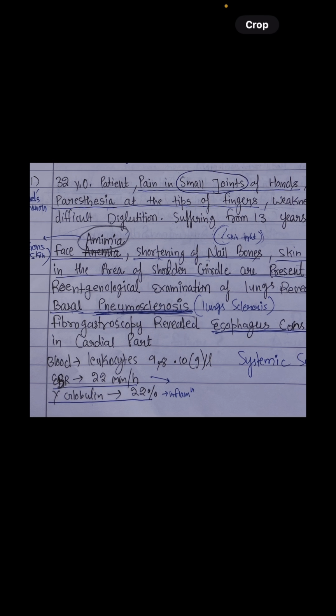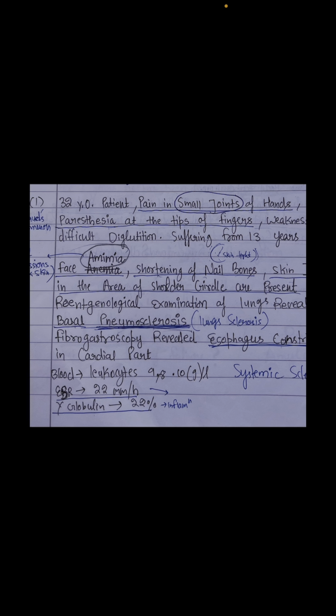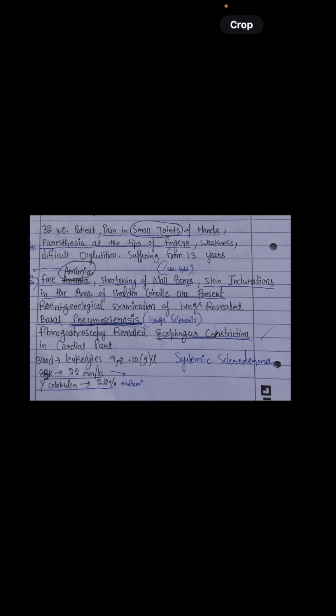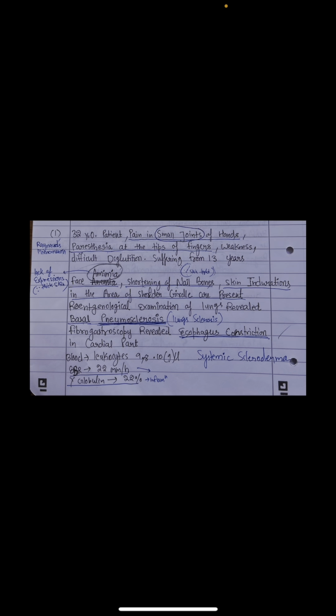Basal pneumosclerosis: the patient has a lung problem as well, because the collagen of the respiratory system has thickened. And esophageal constriction, as I have told you that there is a thickening of the skin in all the parts of the body. So when there is a thickening of the esophagus, then there is esophageal constriction as well. So we have enough points to mark systemic scleroderma. Let's see the next patient.